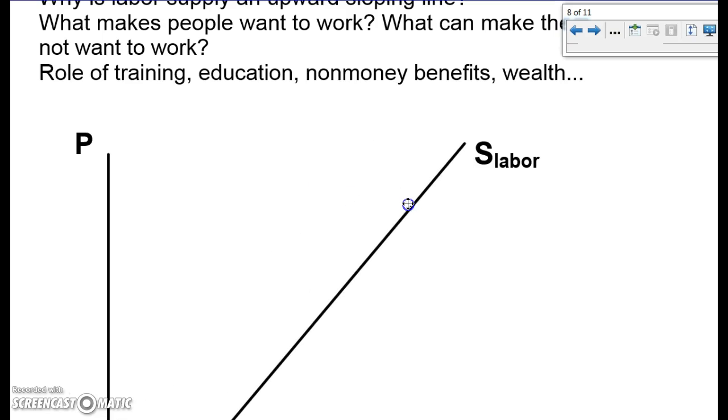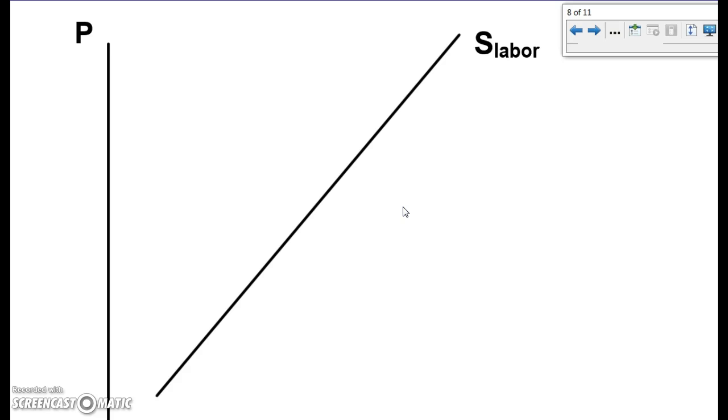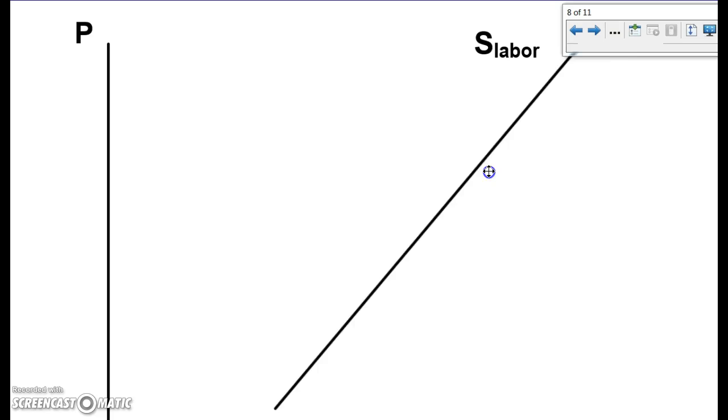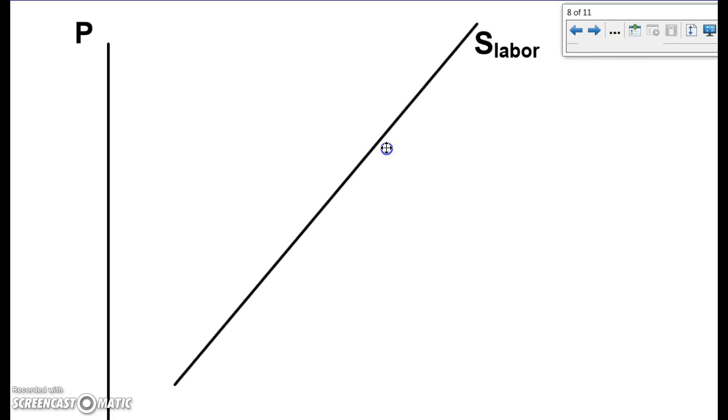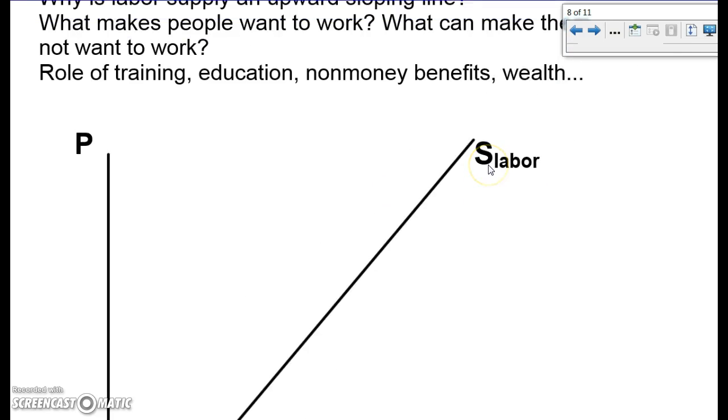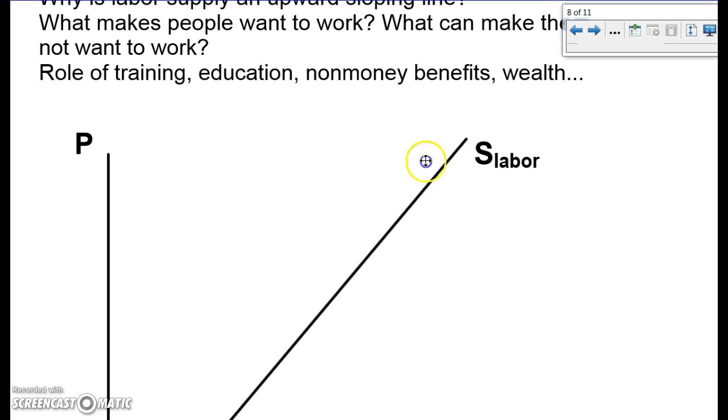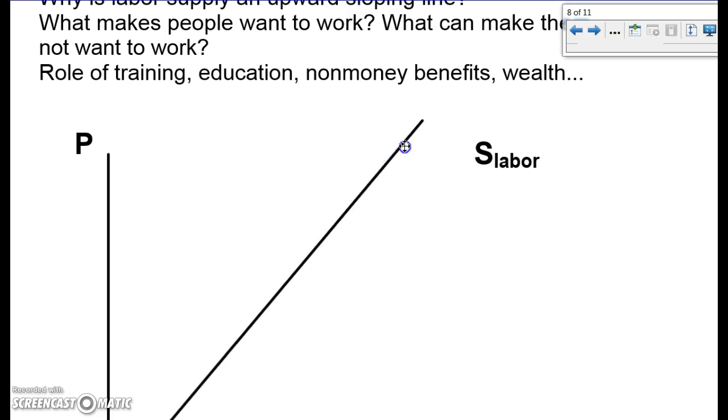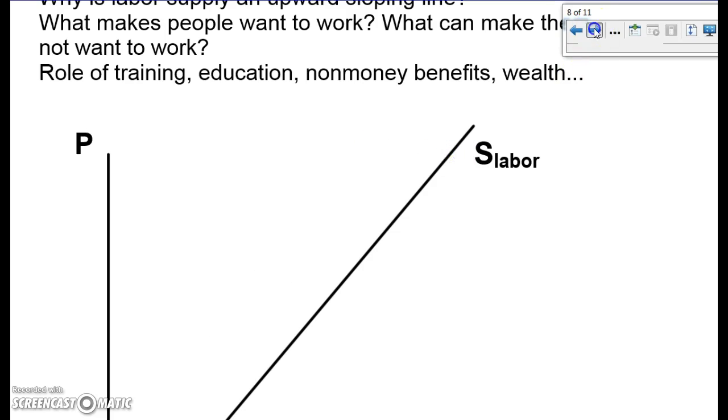A job that's very easy and anybody could do it, like, you know, walking dogs, the supply curve of labor would be further to the right because there's a lot more people qualified. There are some jobs, however, that are very easy to do, but they're very gross and people don't like them, like cleaning bathrooms. So that one would be more to the left. Even though it's relatively easy to do, the ick factor keeps people away.